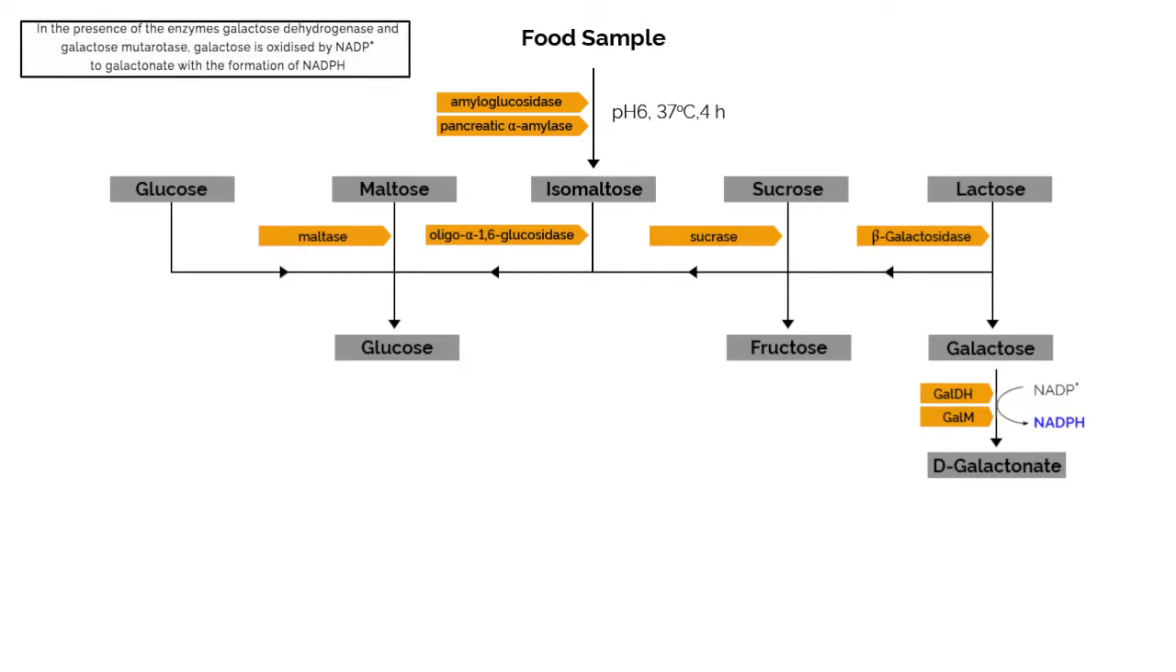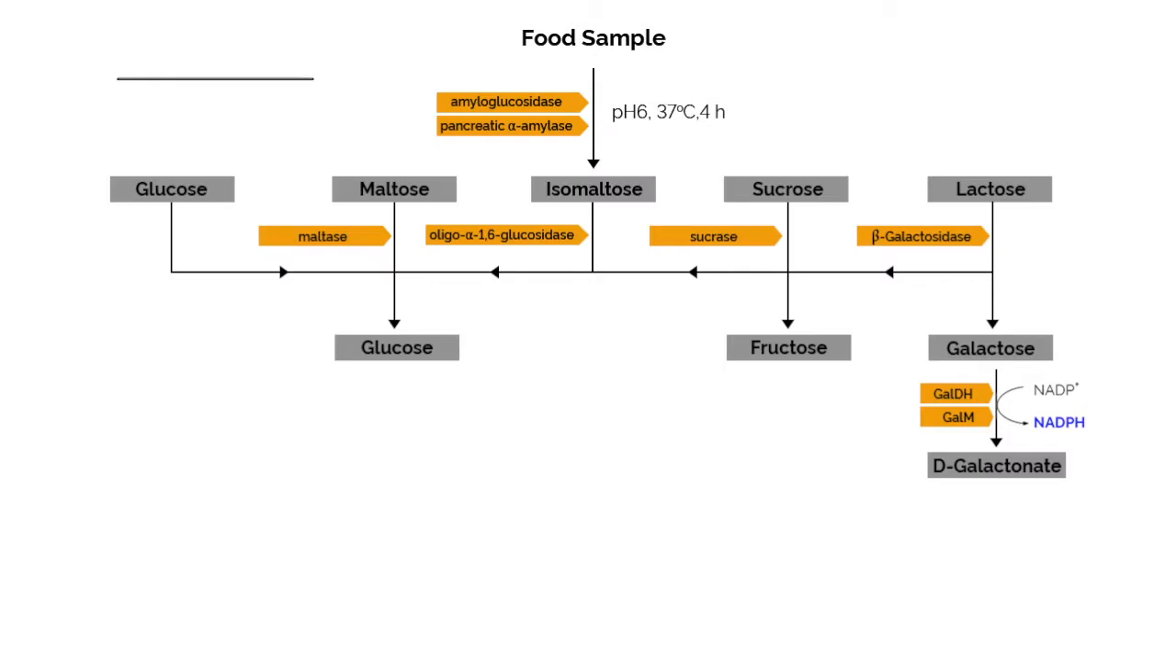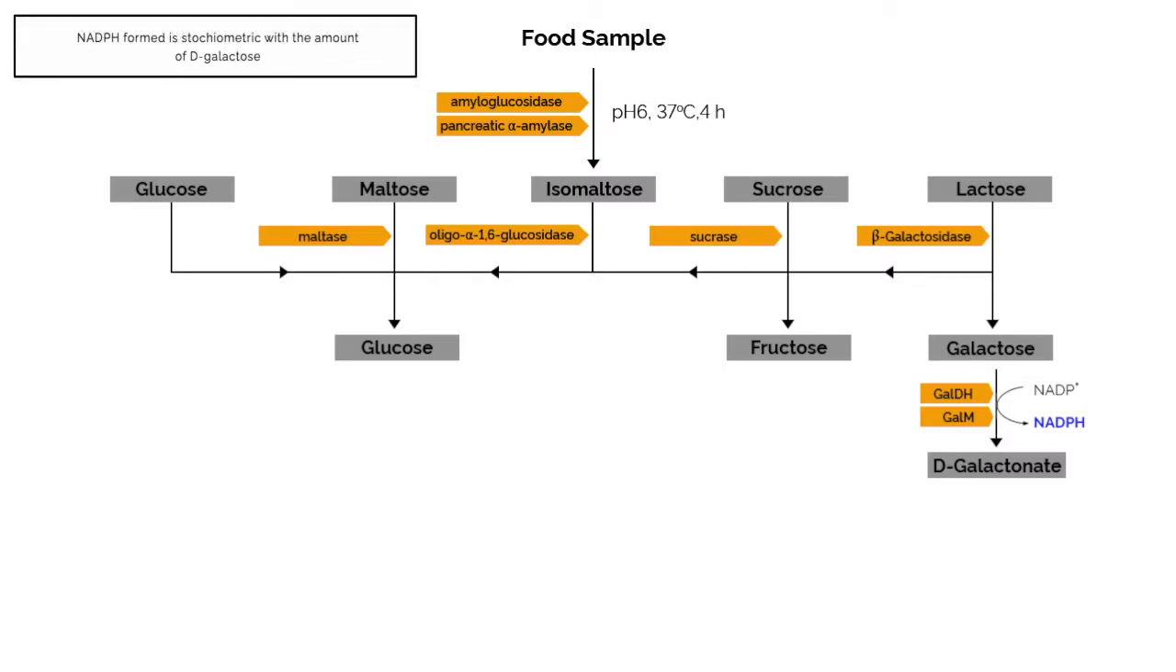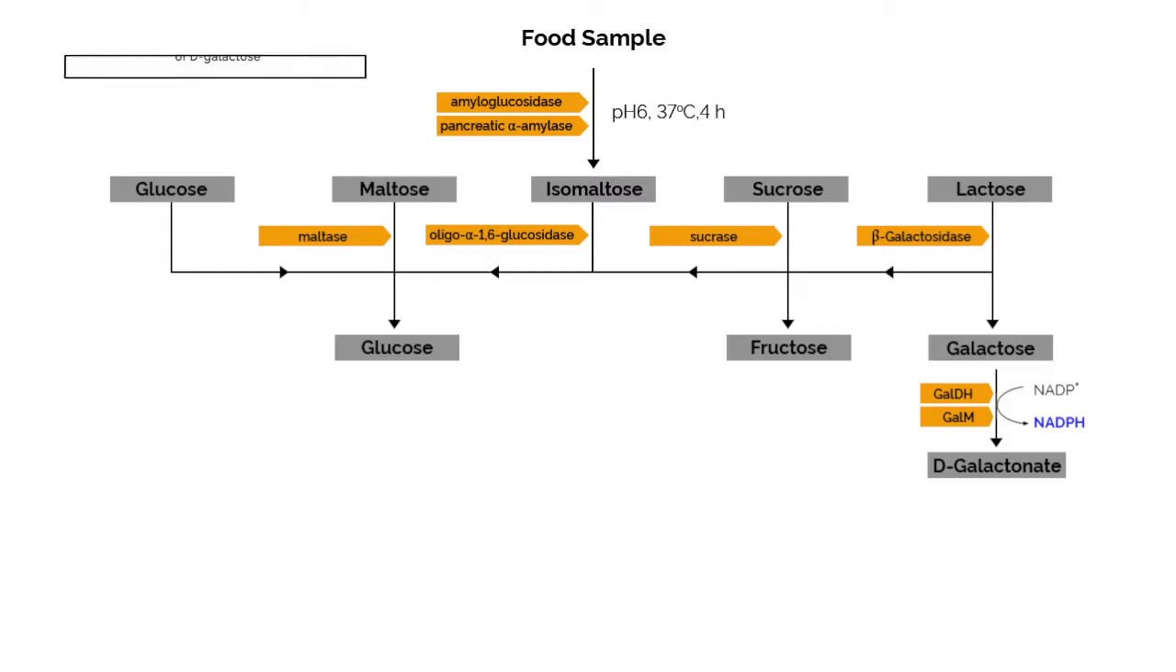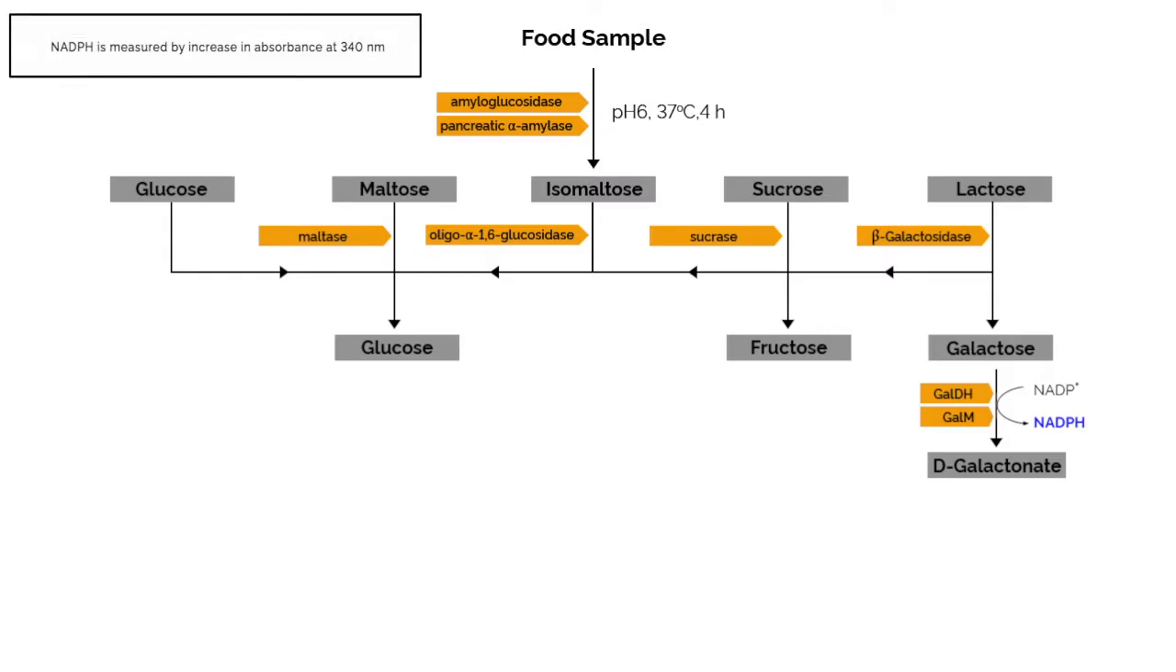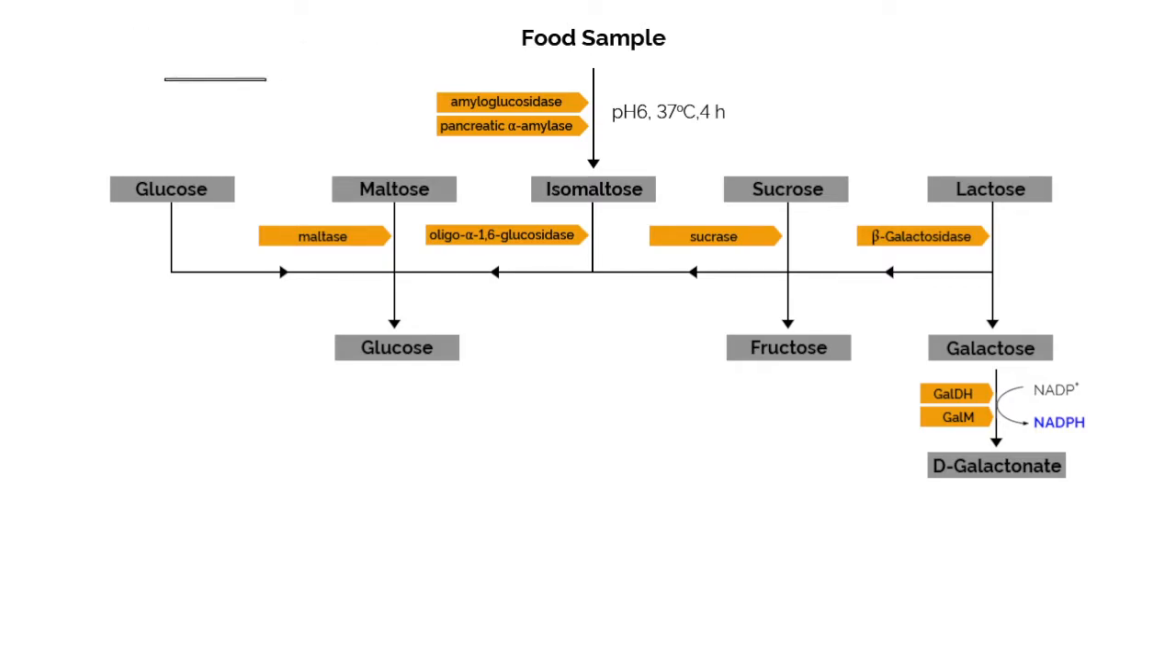In the presence of the enzymes galactose dehydrogenase and galactose mutarotase, galactose is oxidized by NADP+ to galactonate with the formation of NADPH. The amount of NADPH formed in this reaction is stoichiometric with the amount of D-galactose. It is the NADPH which is measured by the increase in absorbance at 340 nanometers.